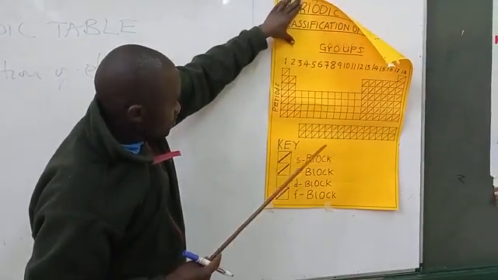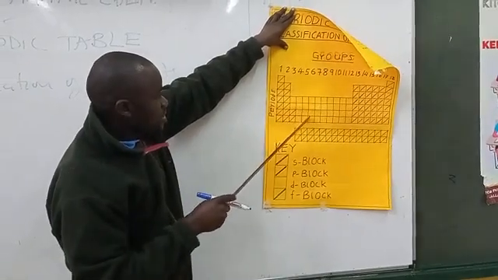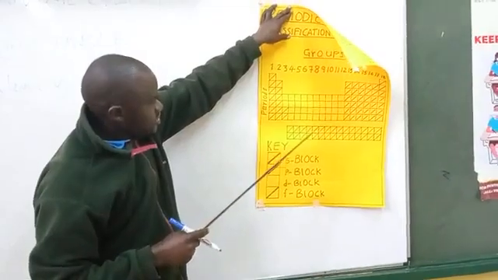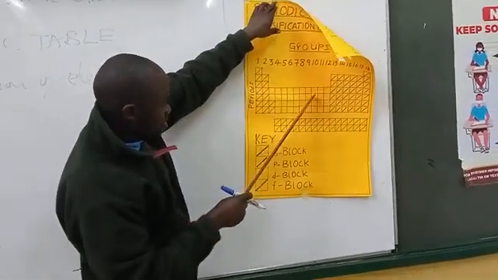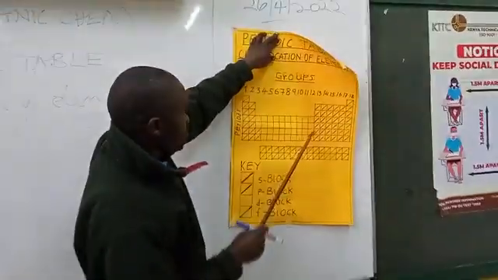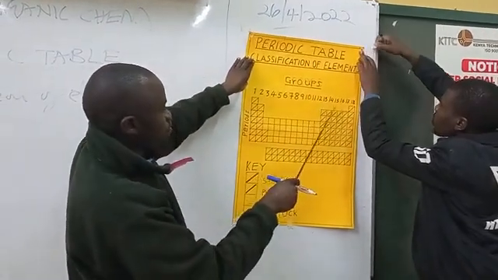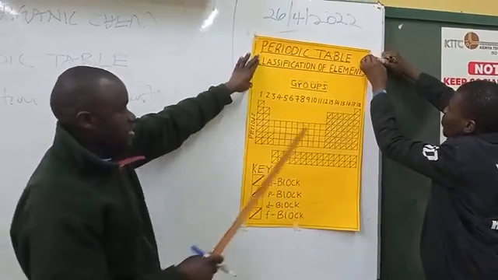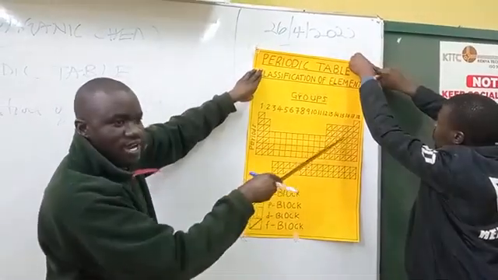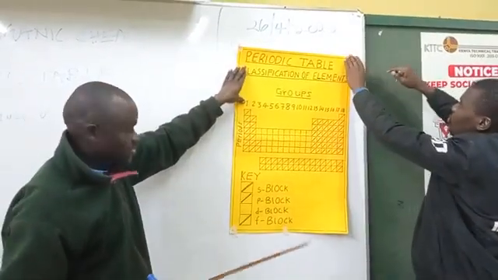Then apart from that, still on the groups, we also have the part that is not shaded. That is the transitional elements. Under that part, we have the D block elements. Then on the far hand, from group 13 to group 18, we have the P block elements, which are shaded with the black pen. Okay, are we together? Yes, we are together. Thank you.